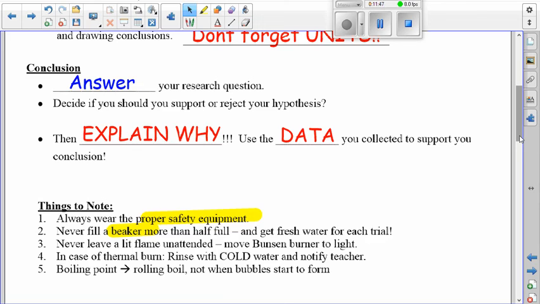So that's how we do science. That's what you guys are going to be doing here. I'm going to stop my recording for those of you guys at home.